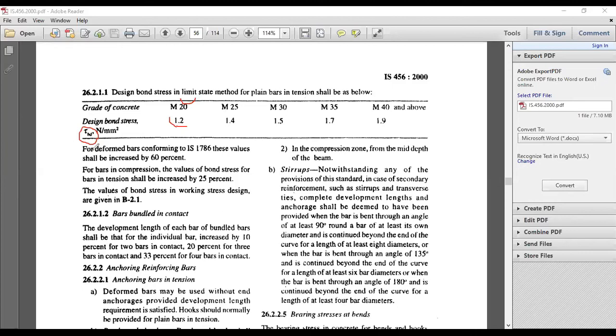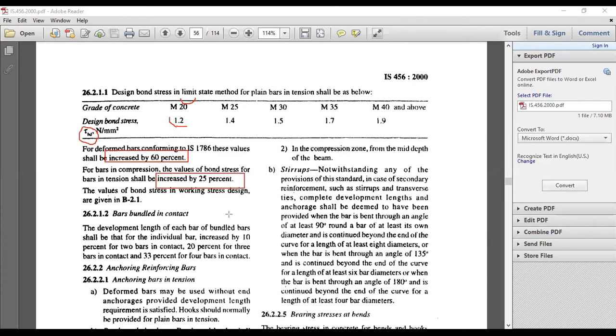Here they have further told us that for deformed bars conforming to IS 1786, these values shall be increased by 60%. For the bars in tension, normally we increase the value by 60%. If you want to increase the value by 60%, you need to multiply the existing value by 1.6. And for the bars in compression, the value of bond stress for bars in tension shall be increased by 25% further.